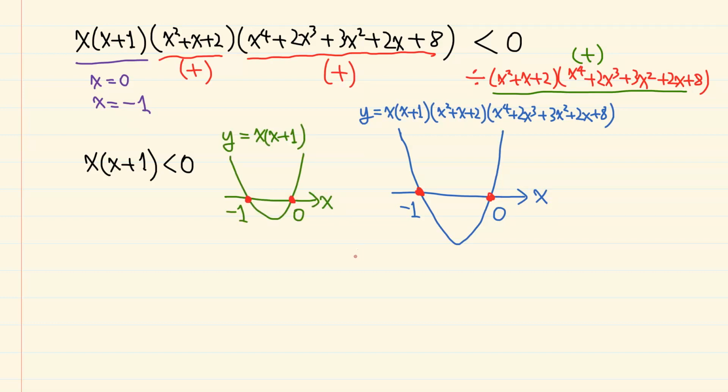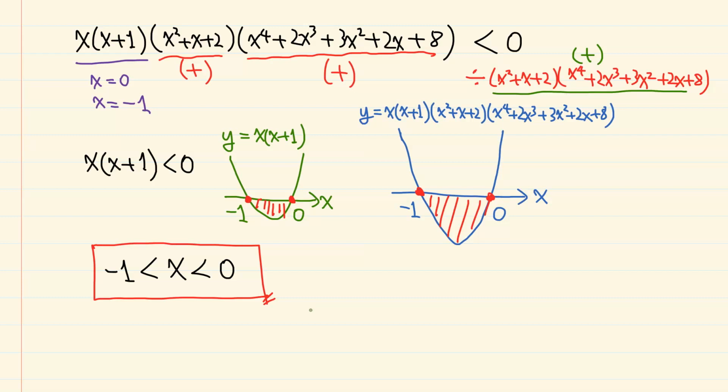In either way, we obtain the solution: x is greater than minus 1 and less than 0. I was genuinely pleased to find out that the given octic polynomial inequality gives such a simple solution, owing to the fact that two big factors turned out to be always positive.